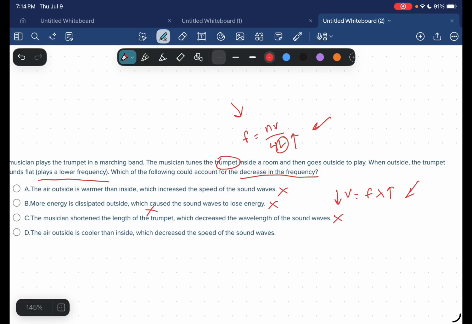And finally, answer choice D. The air outside is cooler than inside, which decreased the speed of the sound waves.